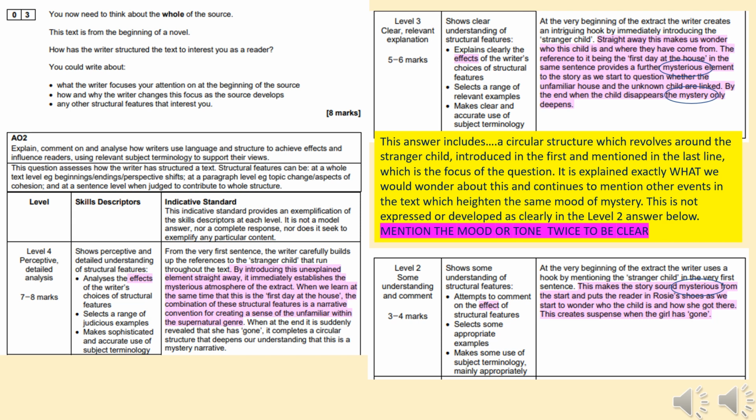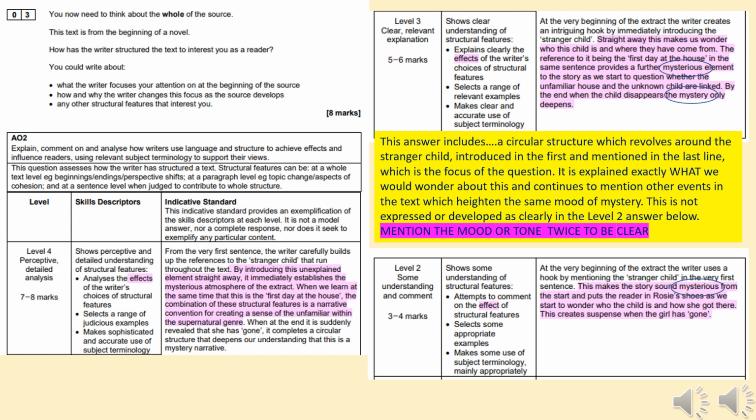So in the answer, the writer mentions a circular structure which revolves around the stranger child, which is after all the main focus of the text. The stranger child is introduced in the first line and mentioned in the last line, which is the focus of the question. It's explained exactly what we would wonder about this and continues to mention other events in the text which would heighten the same mood of mystery. This is not expressed or developed as clearly in the level 2 answer below. So the mood or tone of mystery is actually mentioned twice to be absolutely clear.